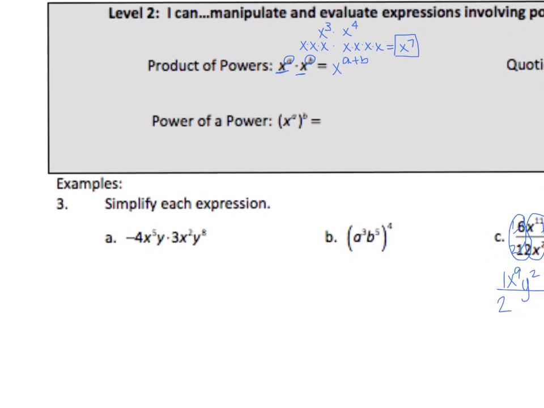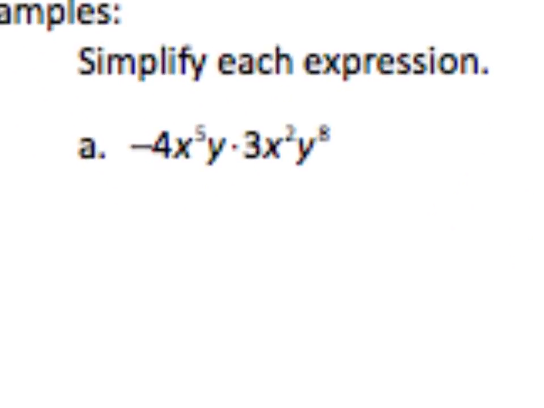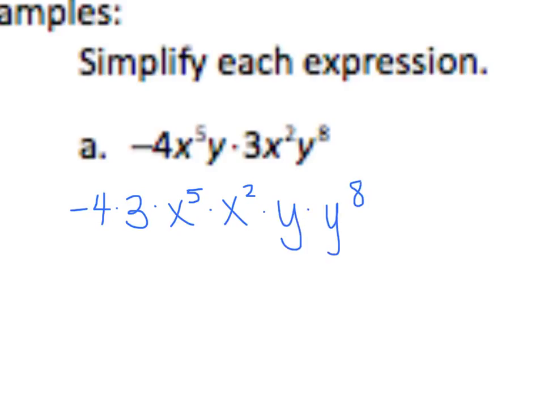Okay, now we're going to take a look at example 3a. What I want to do is write the like bases together. So I have -4 times 3 times x to the 5th times x to the 2nd times y to the 8th. And I know it's all being multiplied together because if I don't see an operation between two variables, I know it's multiplication. So now I'm going to put together what I know. -4 times 3 is -12. And I'm going to write this out again. This is something that you don't have to do, I just think it's helpful, especially in the beginning.